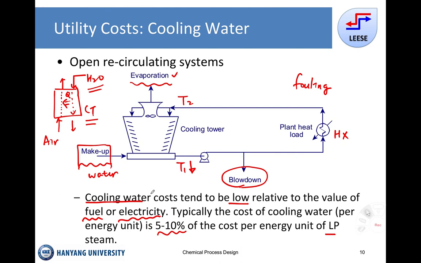So think about the winter. The winter ambient temperature is low. So in the summer, the ambient temperature is very high, so cooling water is more required than in the winter. So in the summer, we need to provide more water to the process because of the high ambient temperature.